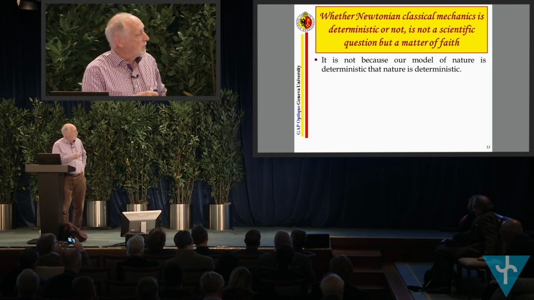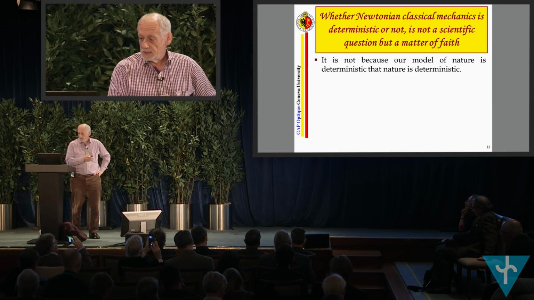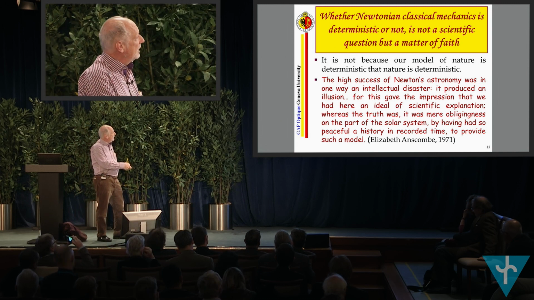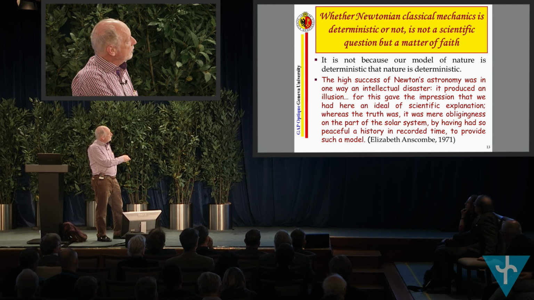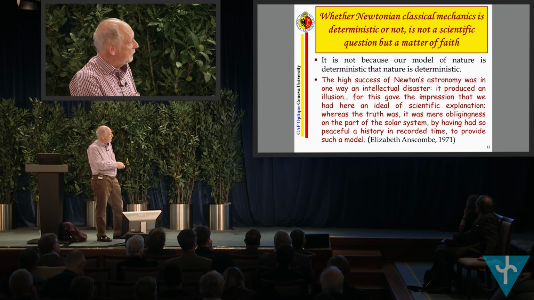And it's certainly not because the model or the equations we have of nature are deterministic that nature herself is deterministic. And this was emphasized nicely by Elisabeth Anscombe, who wrote, "The high success of Newton's astronomy was in a way an intellectual disaster. It produced an illusion, for this gave the impression that we have here an ideal of scientific explanation, whereas the truth was, it was the mere obligingness on the part of the solar system by having had such a peaceful history in recorded time to provide such a model."